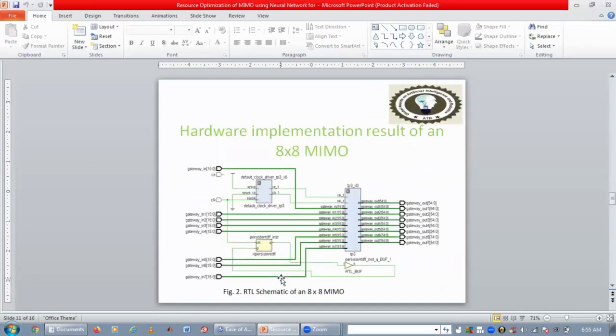Next, I come to the point: hardware implementation of 8×8 MIMO. The 8×8 MIMO has been implemented by applying it in an FPGA. The RTL schematic model of an 8×8 MIMO is shown in figure 2 in the slide. These are the RTL schematics of an 8×8 MIMO.